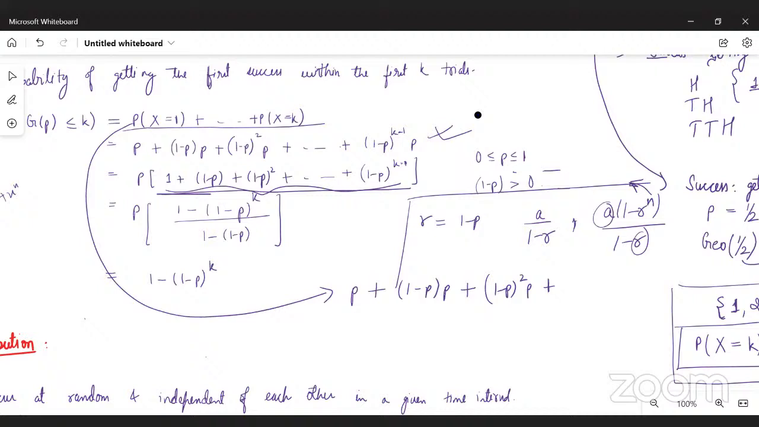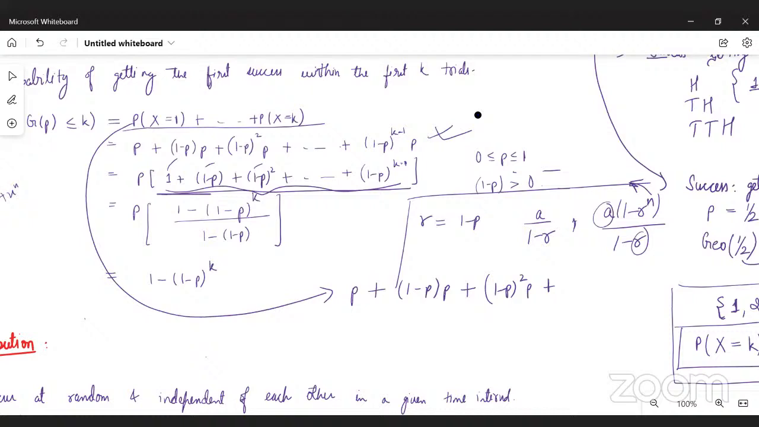Okay, K minus 1. Sorry, K terms. You have K terms here: first term, second term, third term. You have K terms, right? Yes. And what is A? A is just 1.